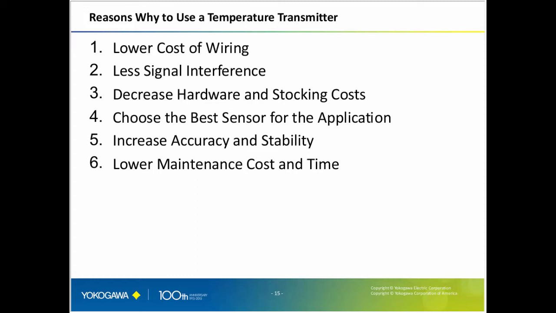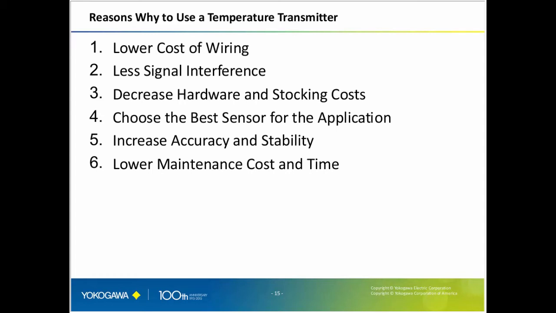So number 6, lower maintenance cost and time. Smart universal temperature transmitters have a lot of diagnostics to diagnose various failures like sensor failure and other process abnormalities. They're able to find whatever the problem is quicker. You'll move away from that fix-it-as-it-breaks mentality and do more preventative maintenance. So there's going to be less downtime, less maintenance work, less cost.